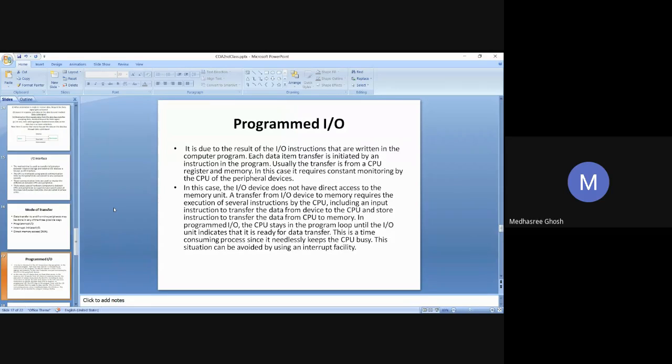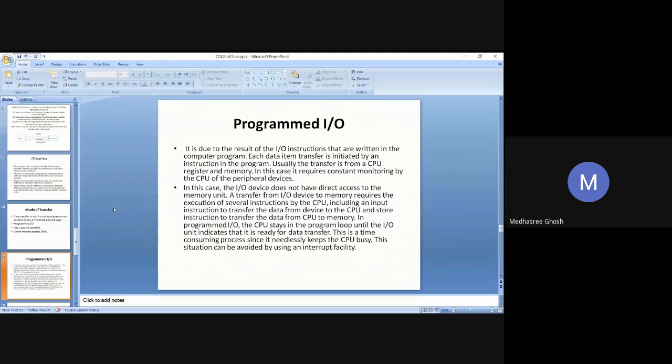In this case, it requires constant monitoring by the CPU of the peripheral devices. In this case, the input output device does not have direct access to the memory unit. Obviously, it has a special program to access the memory, not direct access to the memory itself. A transfer from input output device to memory requires the execution of several instructions by the CPU, including an input instruction to transfer the data from device to CPU and a store instruction to transfer the data from CPU to memory.